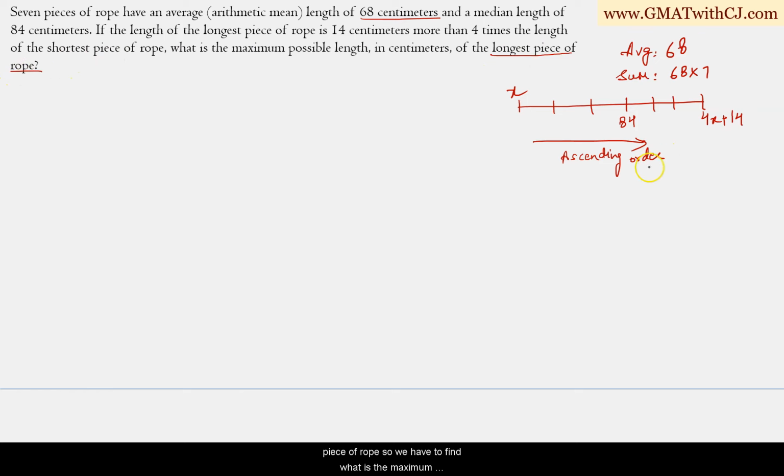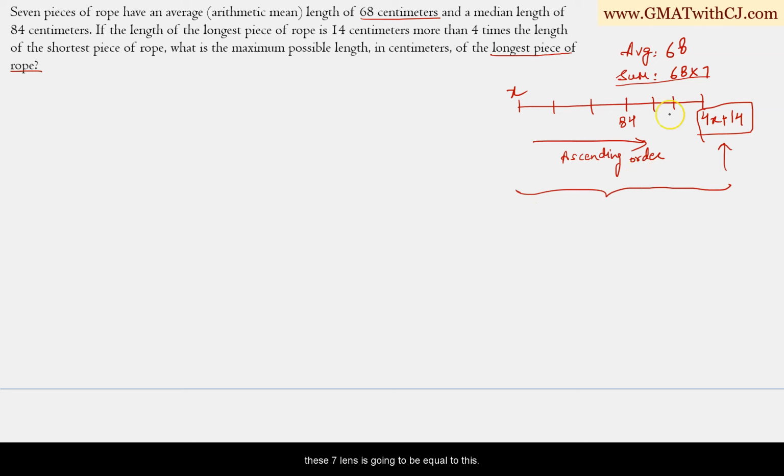So we have to find the maximum possible length of this, so we have to maximize it. In a maximization question, the main question is what are the constraints, because if I don't have any constraints, the maximum value could be infinite. It's limited only by the constraints that are given. So are we given any constraints? Yes, one constraint is that the sum of these 7 lengths is equal to this.